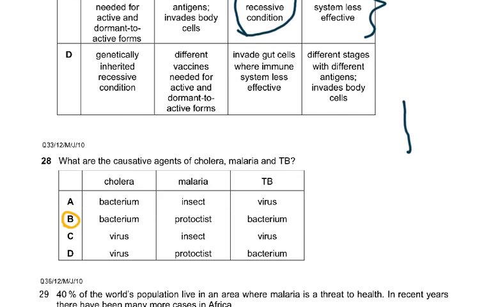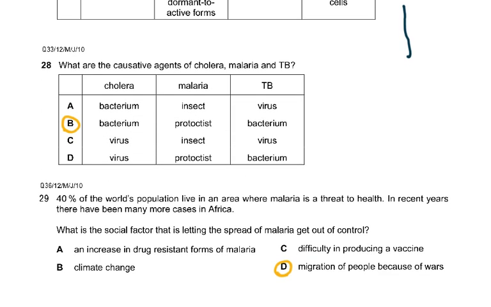Then coming to the 28th question, and we come to the last question now. What are the causative agents of cholera, malaria, and TB? Cholera is a bacterium, malaria is a protoctist, and TB is a bacterium. The others were all rubbish. TB is not a virus. So if you know this, then you know it. And malaria is not caused by an insect, it's caused by the protoctist. Insect is the vector of it.